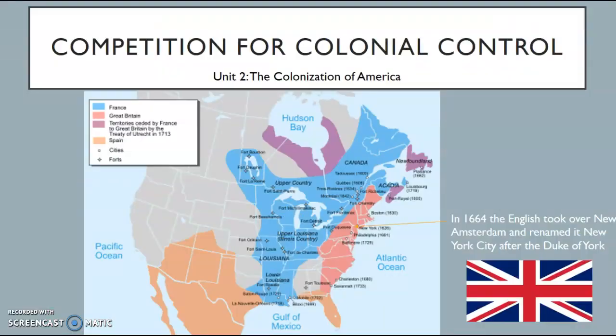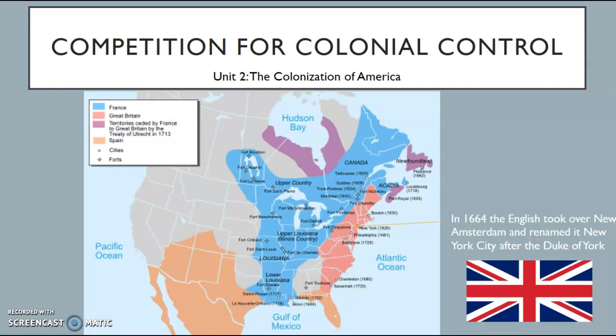The last of our countries to compete are the British. And so you'll see here on the map, they're this pink color. You'll notice it's actually where we just talked about with the Dutch. And that's because the British eventually took over the territory that the Dutch had once had. But this became British. And in 1664, the English took over New Amsterdam and renamed it New York City.